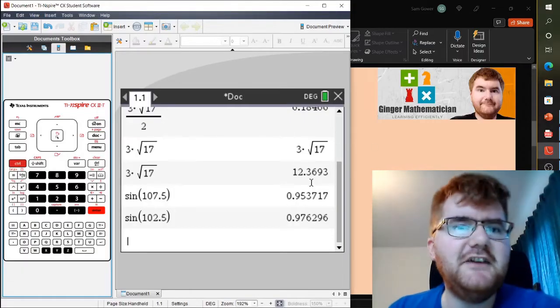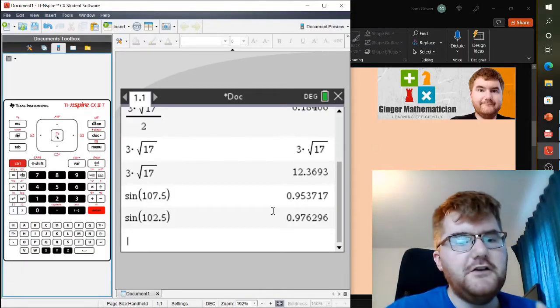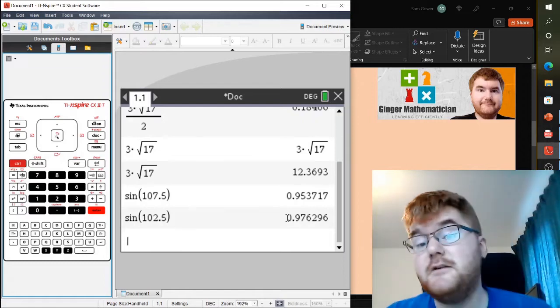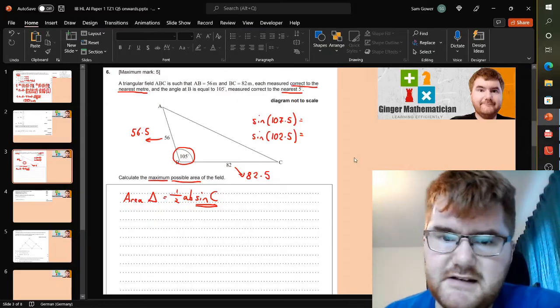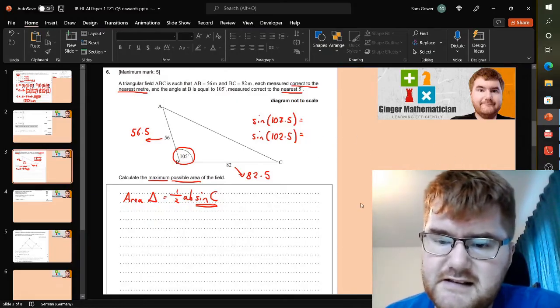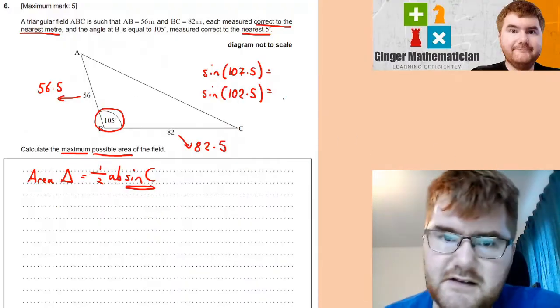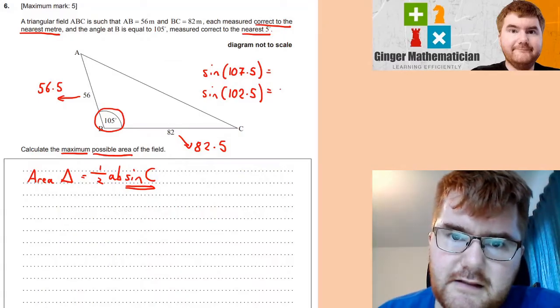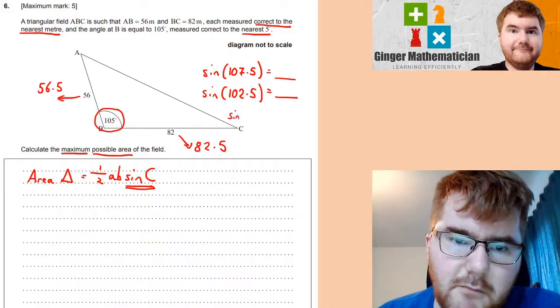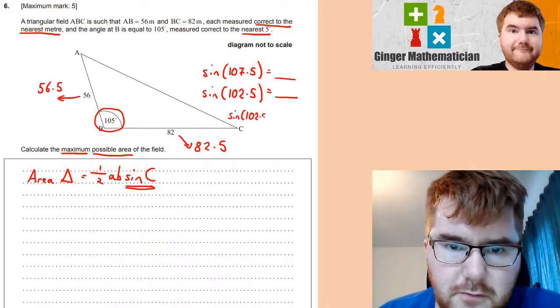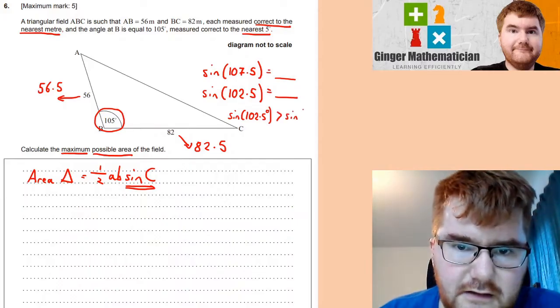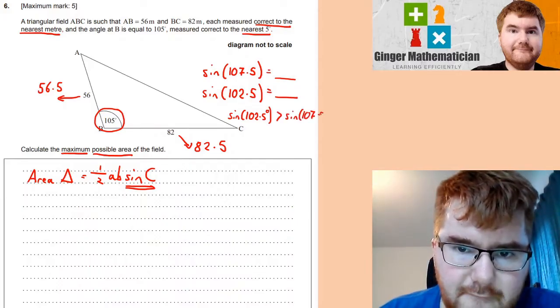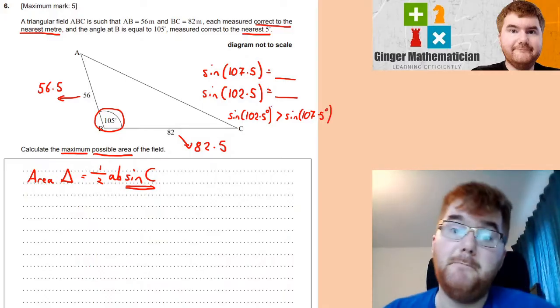Okay, but hopefully these values show you exactly why you need to take 102.5, because that will give you the maximum value of the area of the triangle. So this is the important part that we need. This is actually bigger. So let me write this in. So this number is actually bigger than this number here. So I'm just going to write myself a reminder here that sine 102.5 degrees is actually bigger than sine 107.5, because we want to work out the maximum.